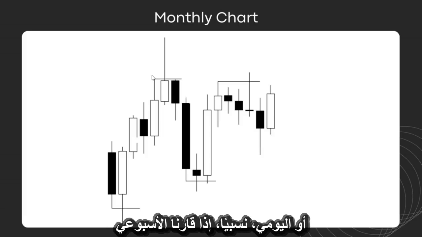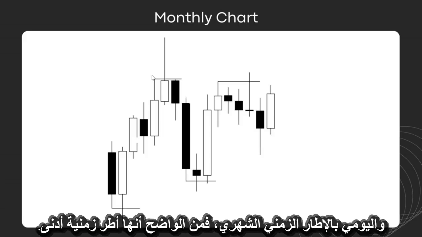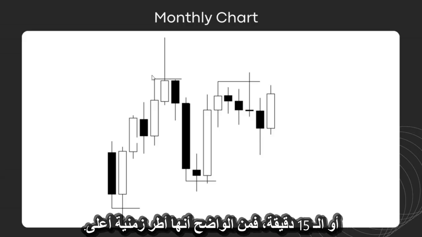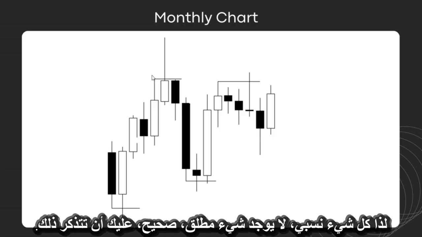If we compare weekly and daily to the monthly time frame, then obviously they are lower time frame. But in the grand scheme of things, comparing them with the hourly or the 15-minute time frame, obviously they are higher time frame. So everything is relative. There's nothing absolute, right? You have to remember that.